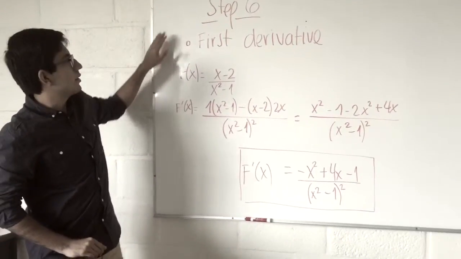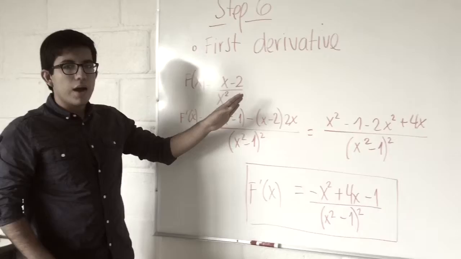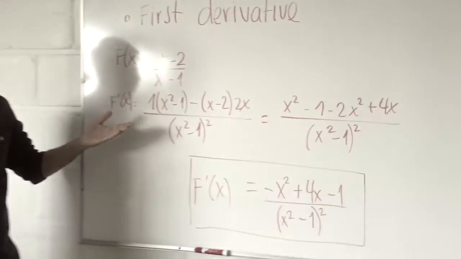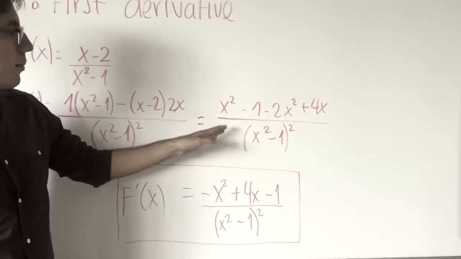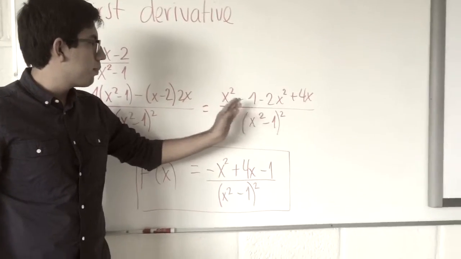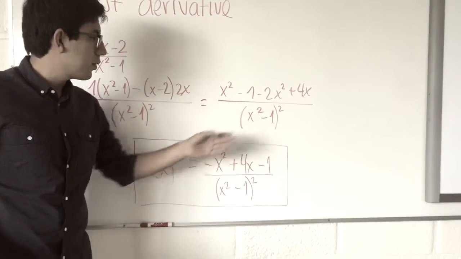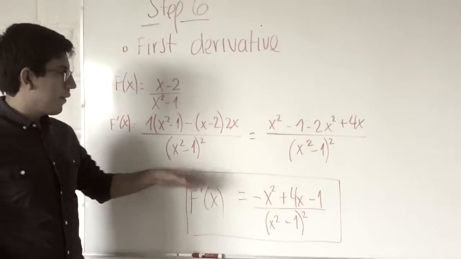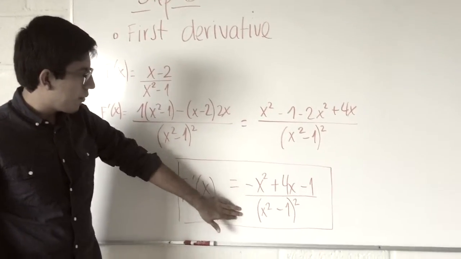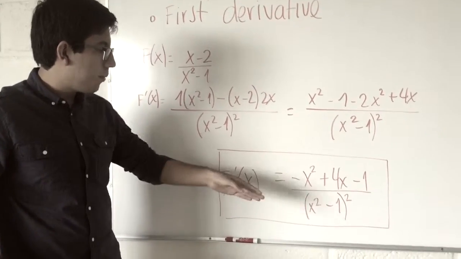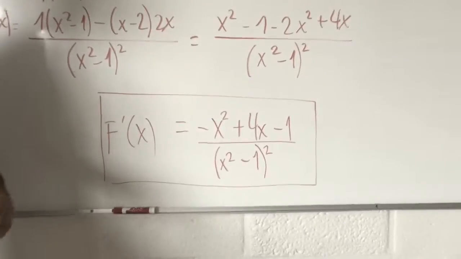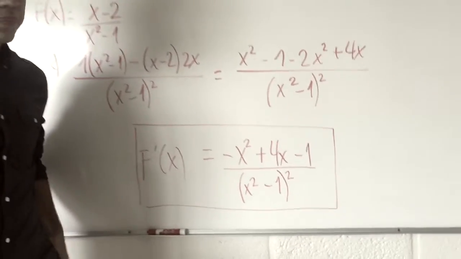Okay, step 6, first derivative. We have a quotient rule, so we apply our quotient rule with the result of x squared minus 1 minus 2x squared plus 4x over (x squared minus 1) to the second power. We factorize, we add another, and we have our final result, that is negative x squared plus 4x minus 1 over (x squared minus 1), all that to the 2.